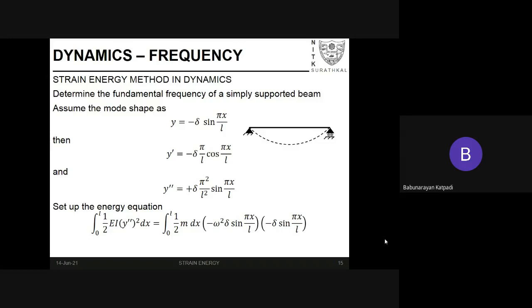So when we wrote the equations for strain energy in terms of loads and displacements, if you remember, in terms of rotation, we wrote it as EI by 2 into theta squared into L. Theta is the curvature into length. So if you write it in terms of the curvature, the equation for energy is what we have written here, integral 0 to L half EI y double dash squared dx.